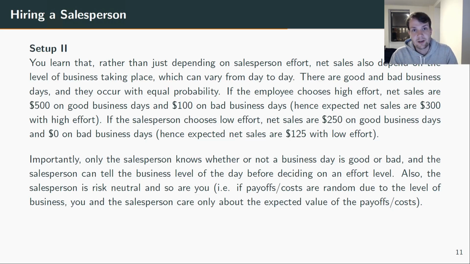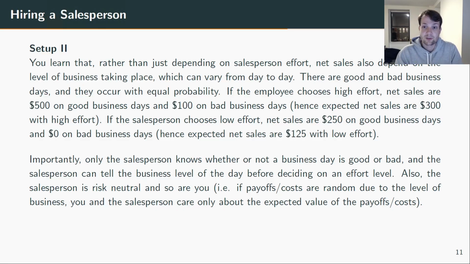Now, things are going to get a little more interesting. We learned that rather than just depending on salesperson effort, the sales actually can vary from day to day, because days can be good or bad, right? It can be a high demand day or it can be a low demand day. It can be sunny and a lot of people come in, or it can be rainy and no one's going to show up at the store. And none of this is something that we can really observe. That's by assumption. However, what we do know is that these good and bad business days occur with equal probability.